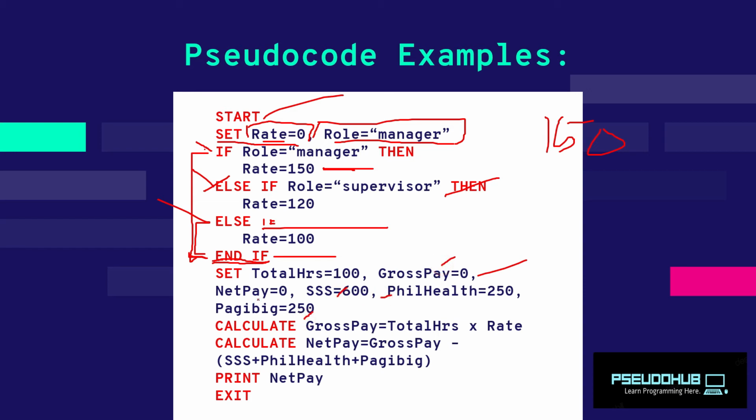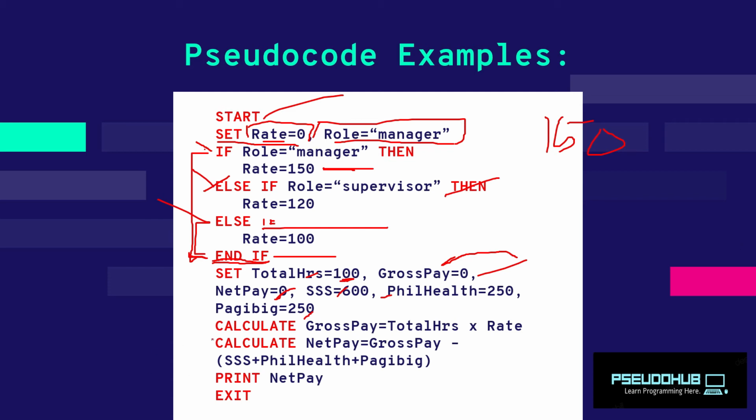Si gross pay ug net pay, na-identify nato sa problem analysis nga kulang siya og variable: gross pay to calculate the gross, and net pay to calculate the net salary or the net pay. And total hours, given na dyan na siya. Wala ta kabalo kung pila ka oras, ato lang gibutang og 100. Kaya just in case 100 ka hours ang gitrabaho ni manager, nga naay rate nga 150.